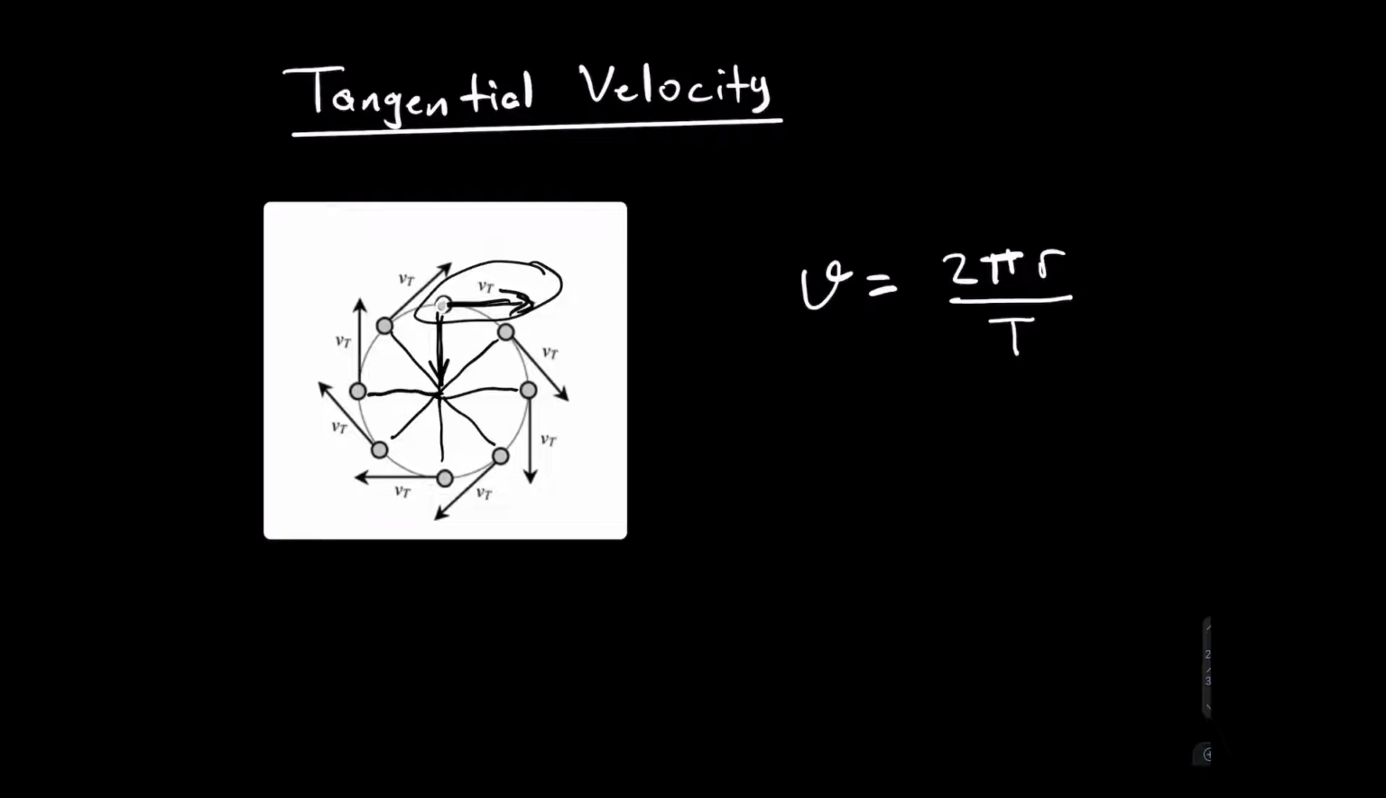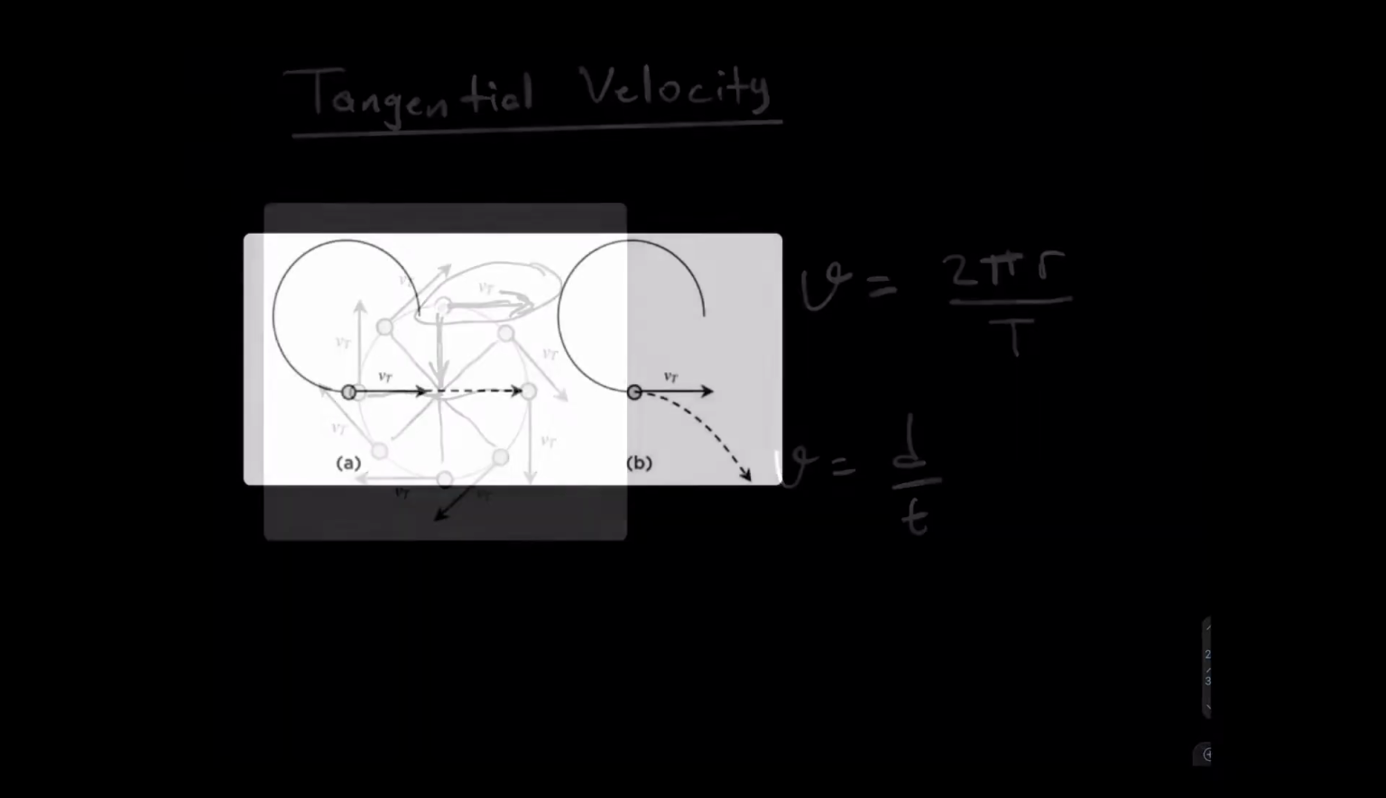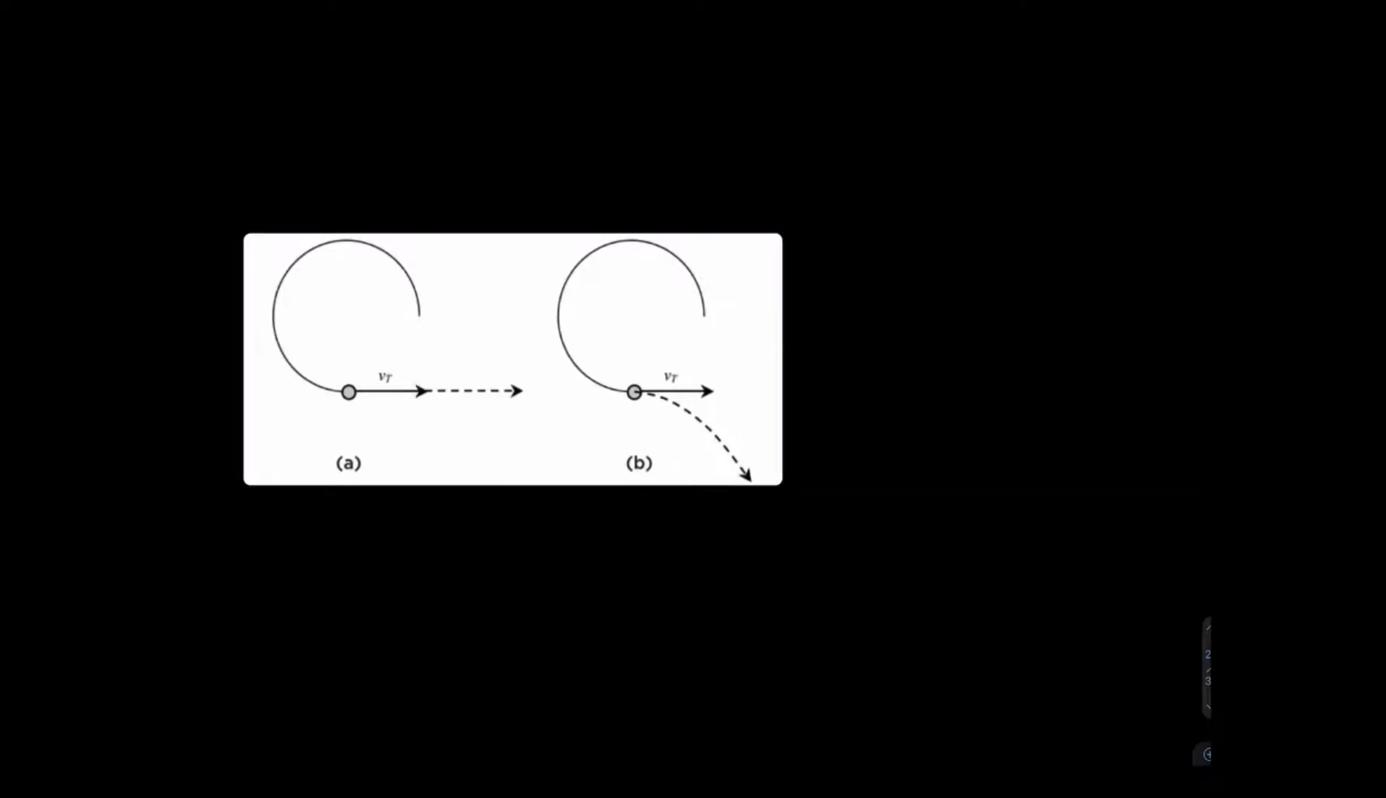The formula to find the tangential velocity is 2 pi r over period, which comes from v equals d over t, so distance over time. The distance is going to be the circumference of the circle, which is equal to 2 pi r, and the time is equal to the period, the time it takes for one cycle. We see two examples of the object leaving the circular motion. If there is no external force, we'll see A in real life, because it's going to go in the direction and magnitude of the tangential velocity. But if there's gravity pulling it down, then we're going to have a motion kind of like this.